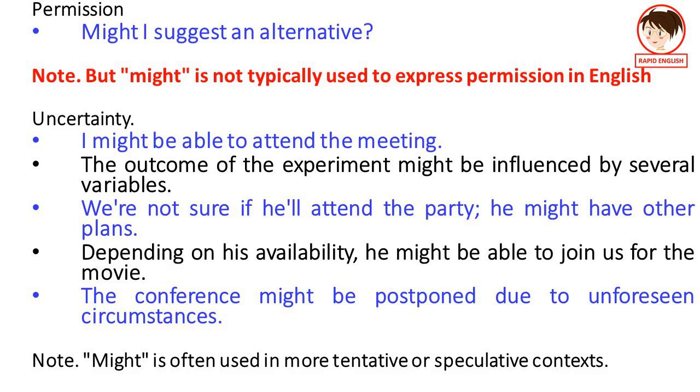The outcome of the experiment might be influenced by several variables. We're not sure if he'll attend the party, he might have other plans. Depending on his availability, he might be able to join us for the movie.